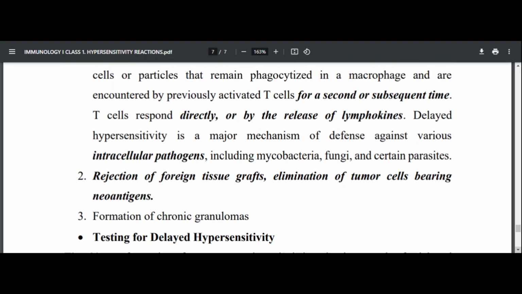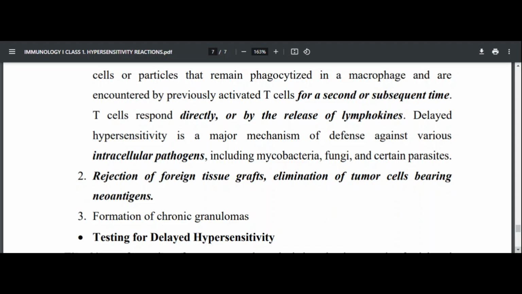This is also cell mediated, but it is not a delayed one, because it is of course immediate, but always there should be subsequent exposure here. But we are going to study tissue graft rejections in tumor immunology. It is also coming. It is a very nice topic, tumor immunology. So formation of chronic granulomas is also another type of type 4 hypersensitivity.